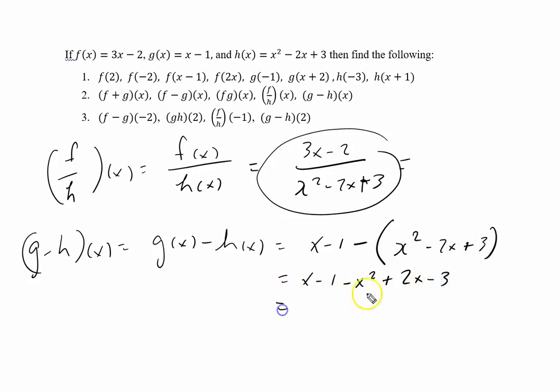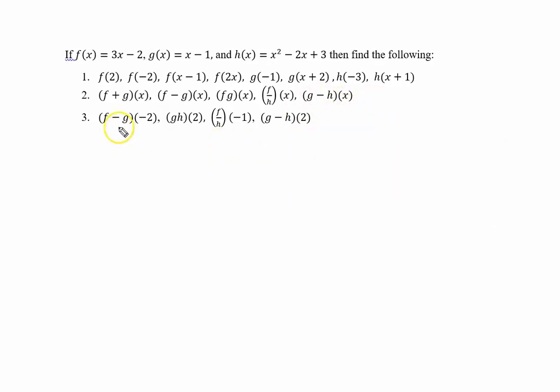And then I gather like terms. I want the largest power of x to come first. So I'm going to start with minus x squared. Then I have x plus 2x will give me plus 3x. And negative 1 minus 3 is negative 4. And so that would be my answer for that one. So that's all of part 2. I'm going to clear the board.